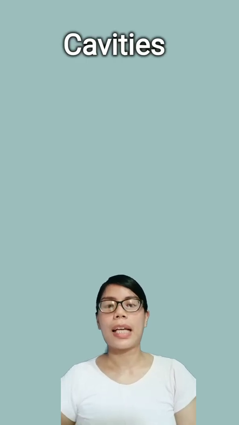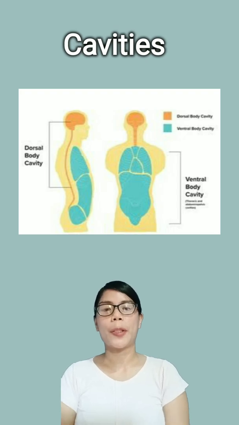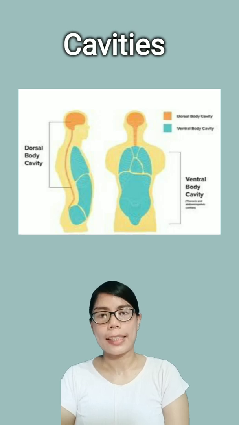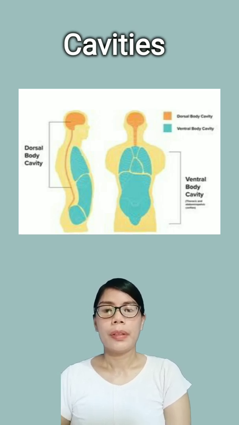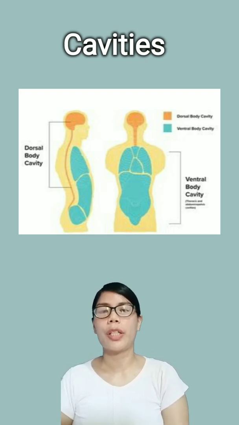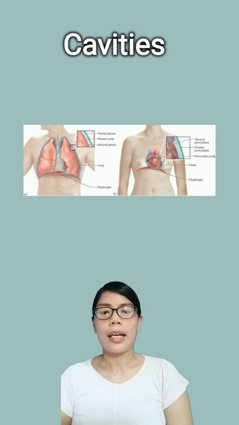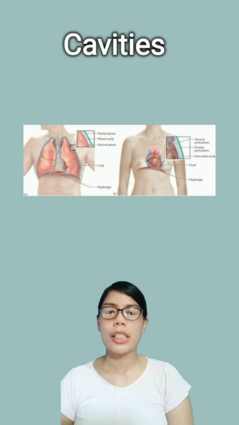The third is the cavities. The dorsal cavity and the ventral cavity are the largest body compartments. These cavities contain and protect delicate internal organs. The ventral cavity allows significant changes in the size and shape of the organs as they perform their functions. For example, the lungs, heart, stomach, and intestine can expand and contract without distorting other tissues or disrupting the activity of nearby organs.